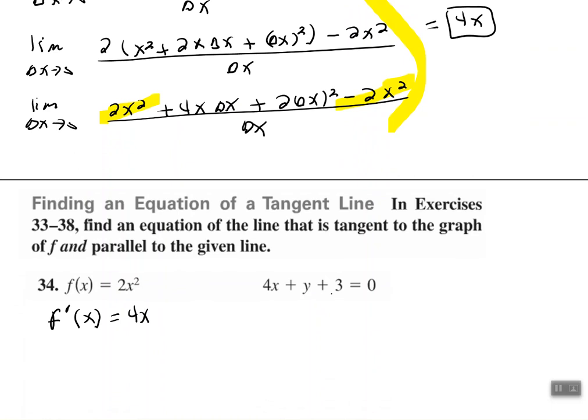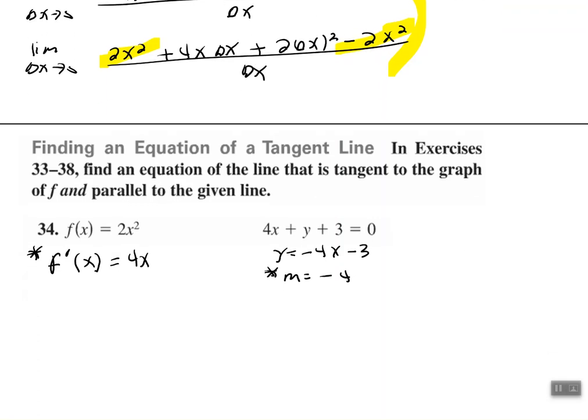So now we need to find the slope of this line. So let's subtract the 4x and the 3, and using y equals mx plus b, we know that the slope is equal to -4. All right, so the one thing that we know about parallel lines is that their slopes are equal. They have the same slope. Therefore, I'm going to use that information to help me find the point for the line that's going to be tangent to the curve that will be parallel to the given line.